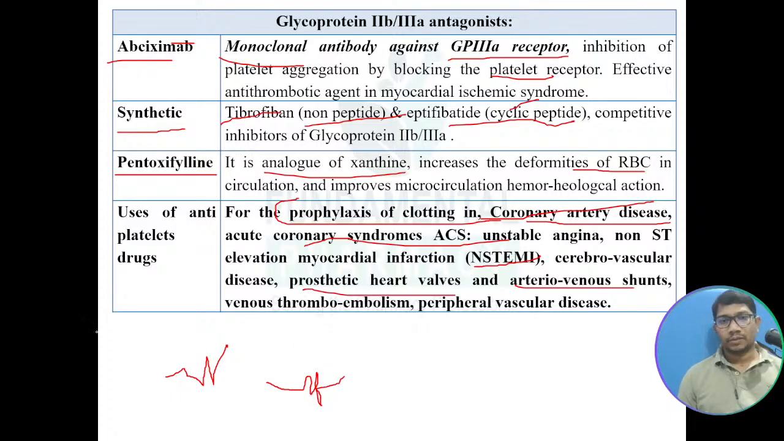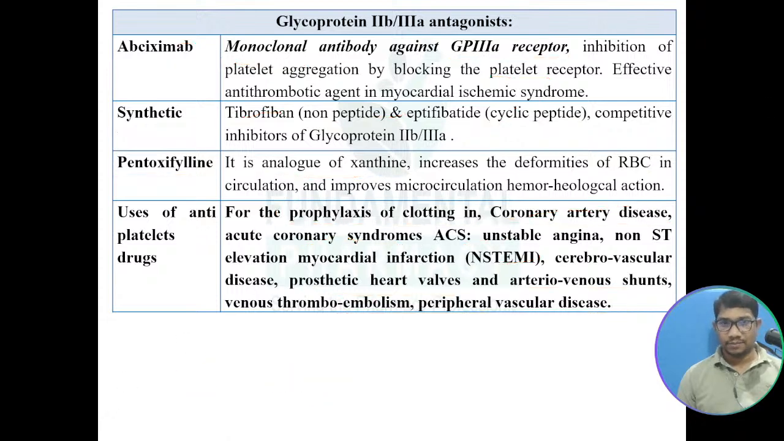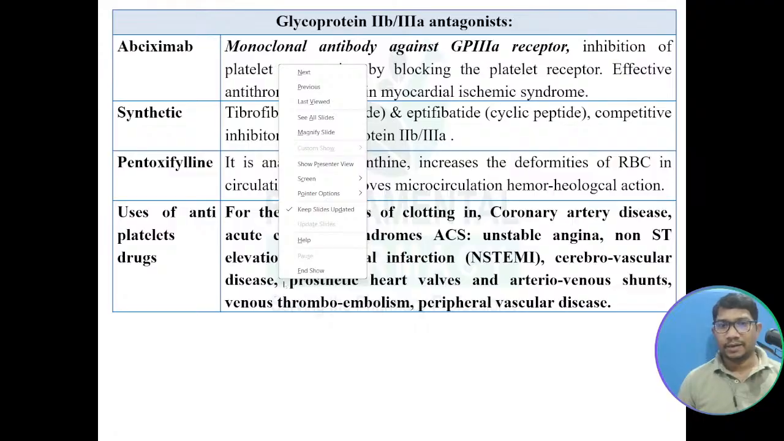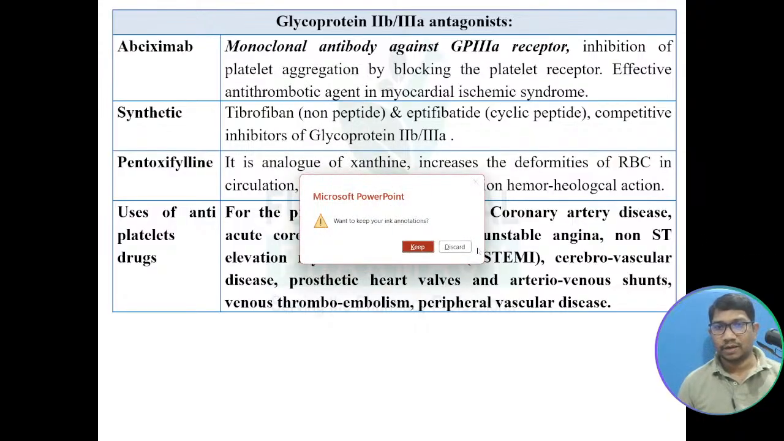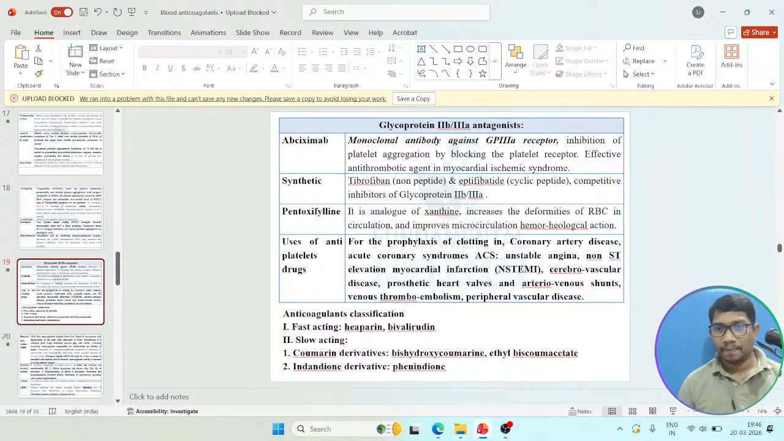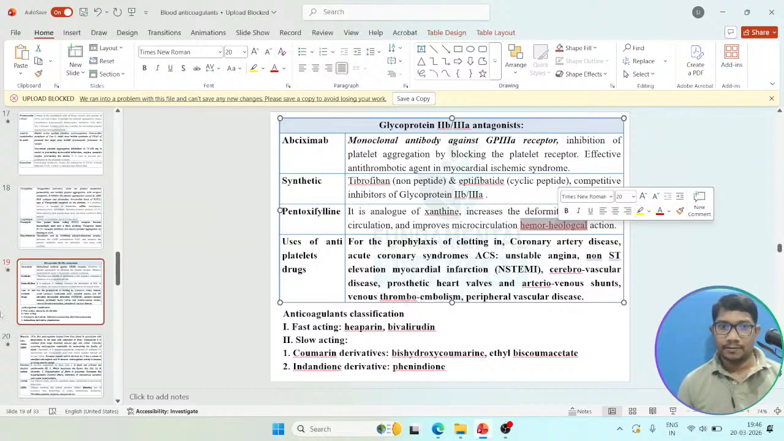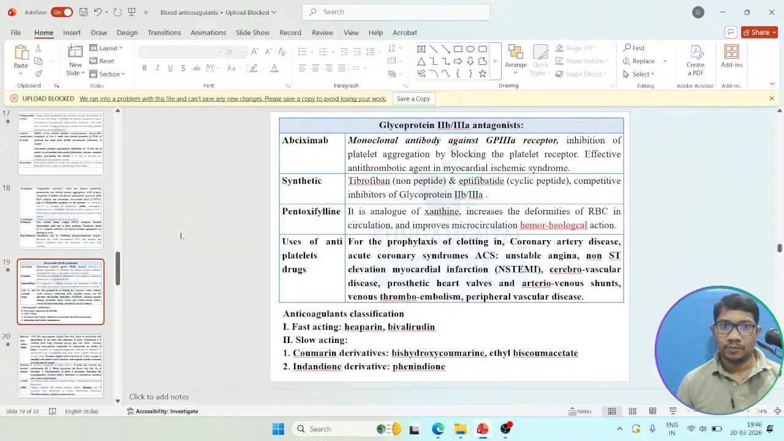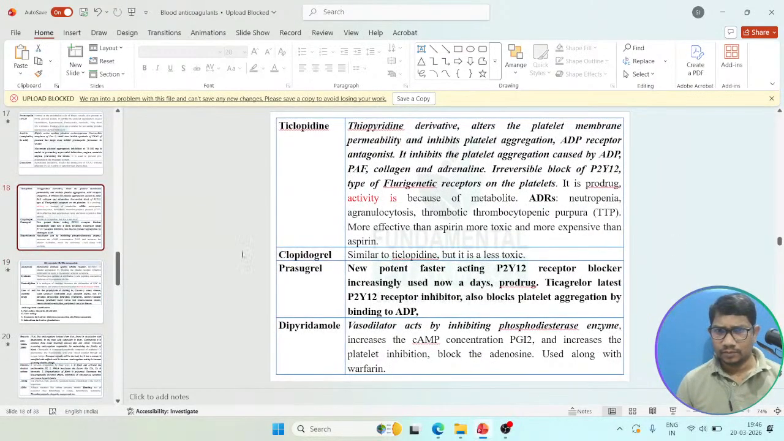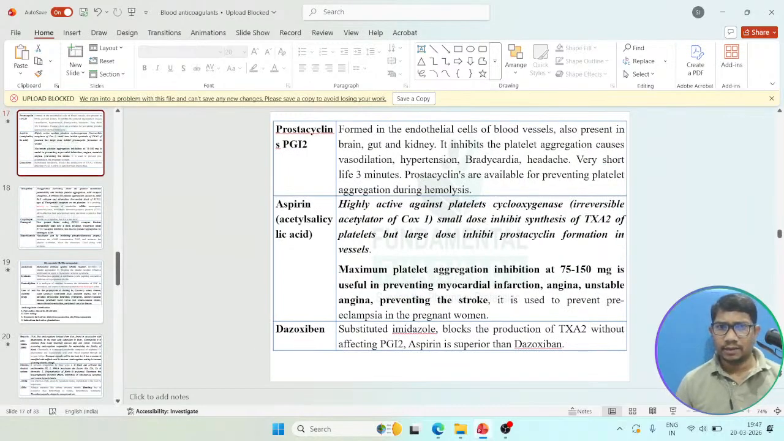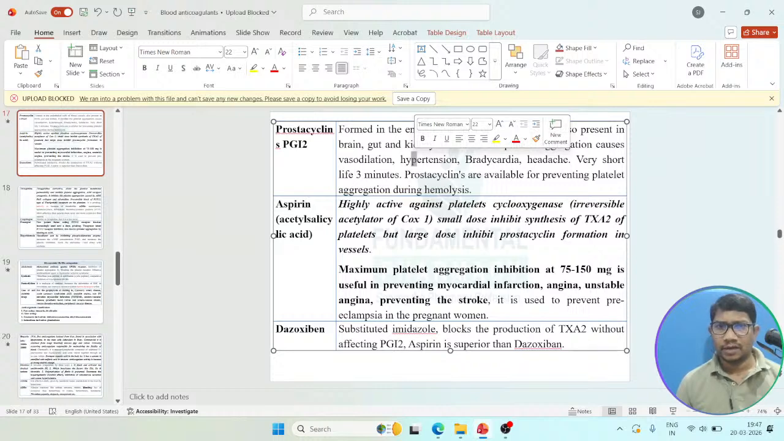Arteriovenous shunts, then venous thromboembolism, peripheral vascular disease. So these are the uses of these antiplatelet drugs. एंटीप्लेटलेट ड्रग के यूज क्या है? दीज आर द यूज ऑफ एंटीप्लेटलेट ड्रग. Remember, these are the antiplatelet drugs. Now these are the antiplatelet drugs which are finished.